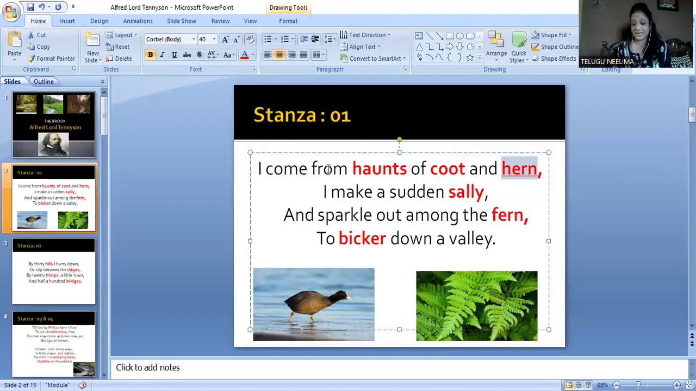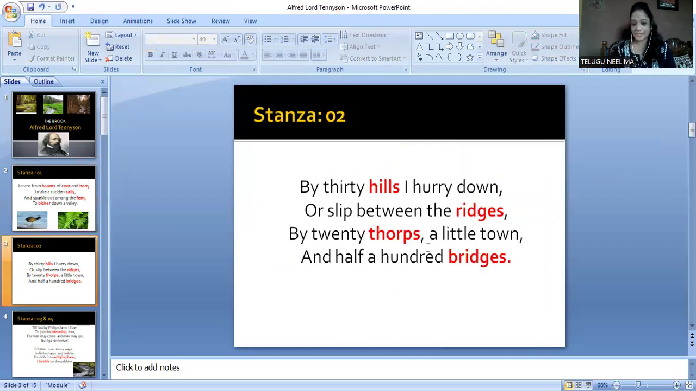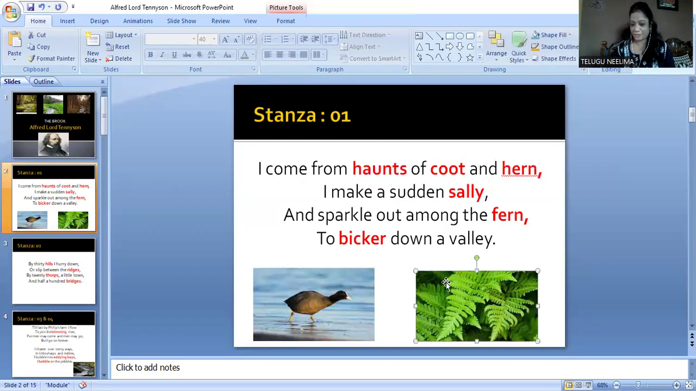When I say I make a sudden sally, if you observe the style of the water moving, it comes out suddenly and sparkles out among the fern. What is the meaning of the word sparkle? You can observe the picture of the fern here. This is the picture of the fern, which is a grassy plant. When you observe the water flowing in the stream, you can see that sparkle. It shines on that particular grassy plant, to bicker down a valley.